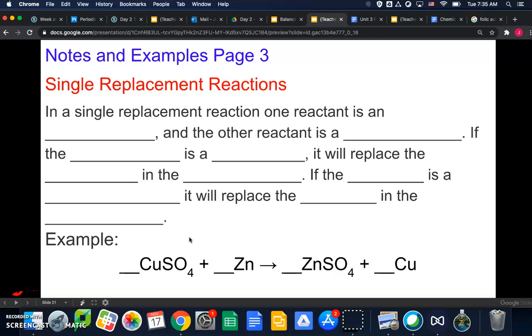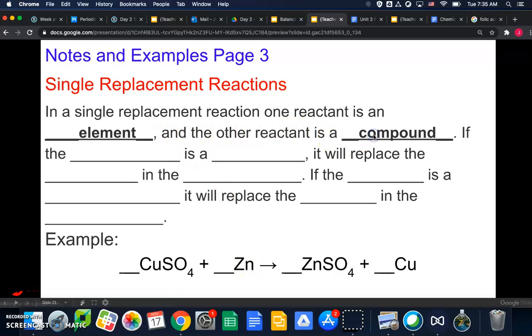Okay, single replacement reactions. In a single replacement reaction, one reactant is an element, right? So we can see down here our element is zinc. The other reactant is a compound. So we can see down here our compound is copper sulfate.